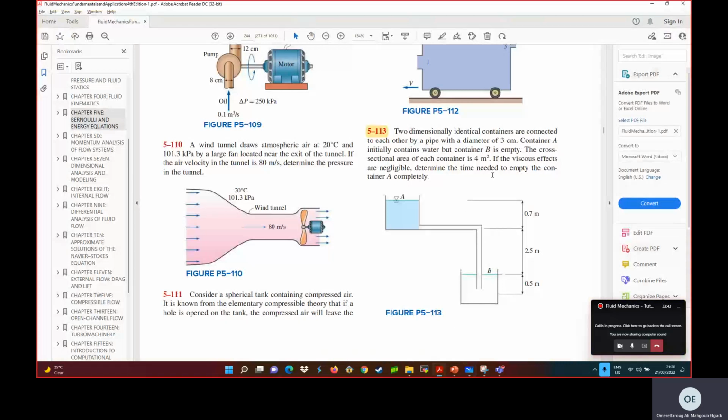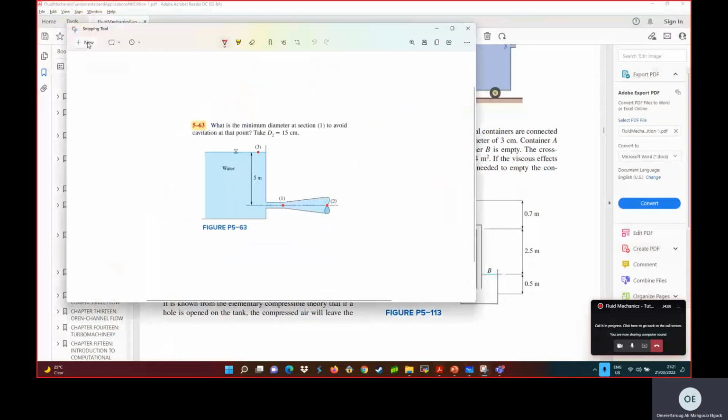And what else? If the viscous effects are negligible. What do you mean by the viscous effect is negligible? Meaning that the flow is inviscid also. Viscous effect is negligible, meaning that the frictional effects are negligible and the flow is inviscid. Determine the time needed to empty container A completely. Okay, so let me crop it.